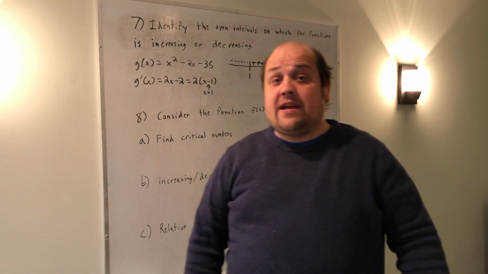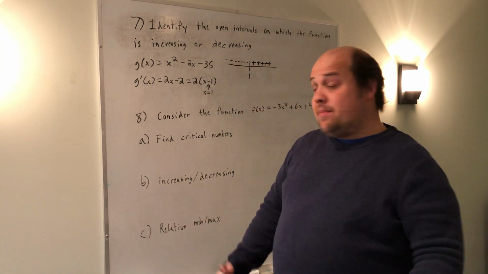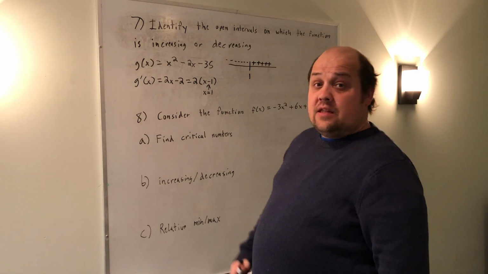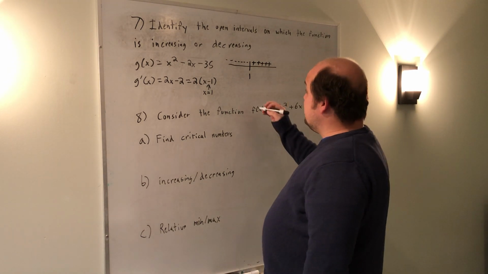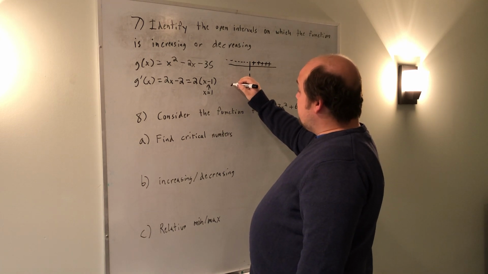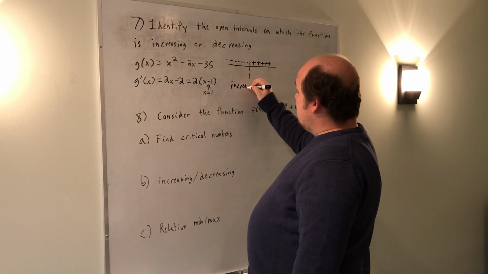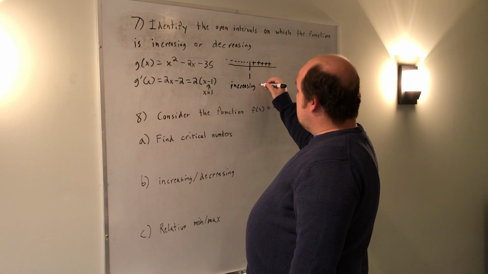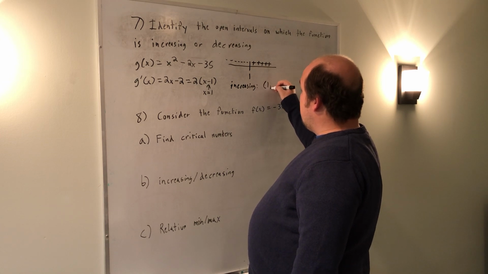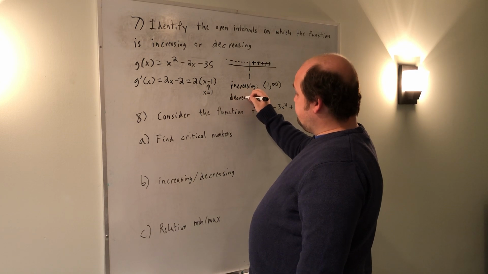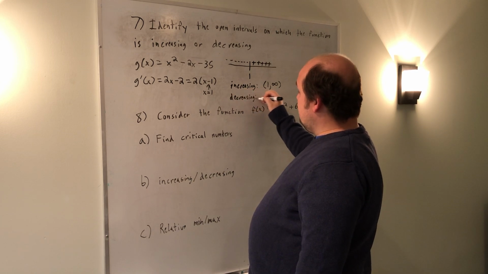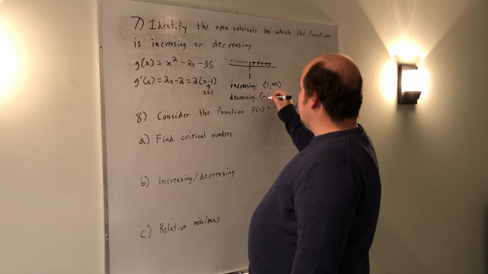I now need to read my number line, basically by saying where I see negatives, the original function is decreasing. Where I see positives, the original function is increasing. So this function is increasing starting at 1, going up to infinity. It's decreasing from negative infinity up until 1.